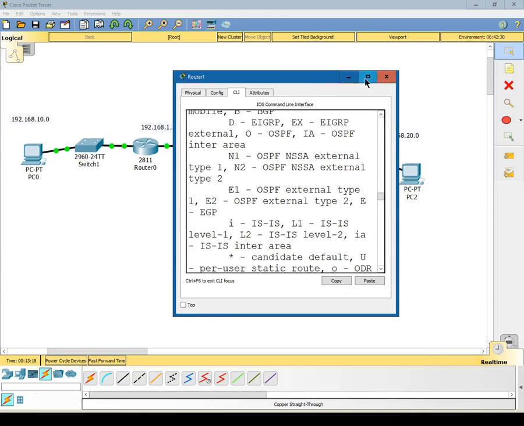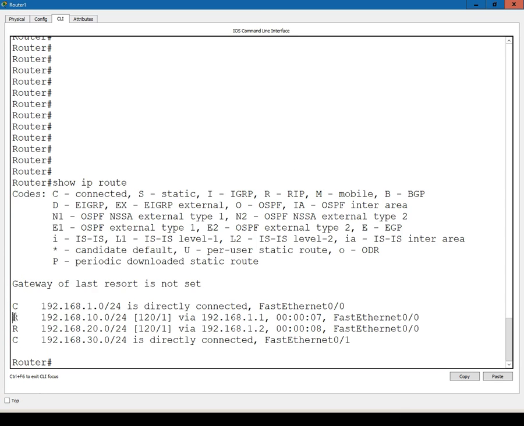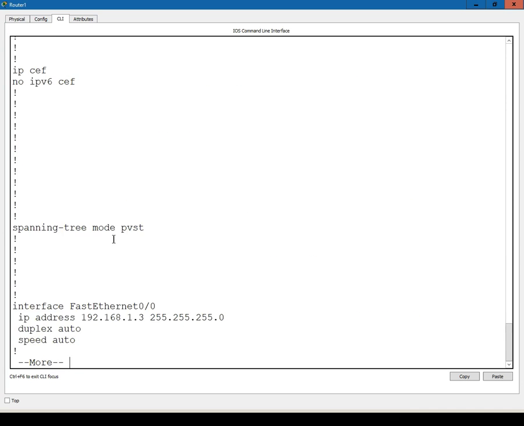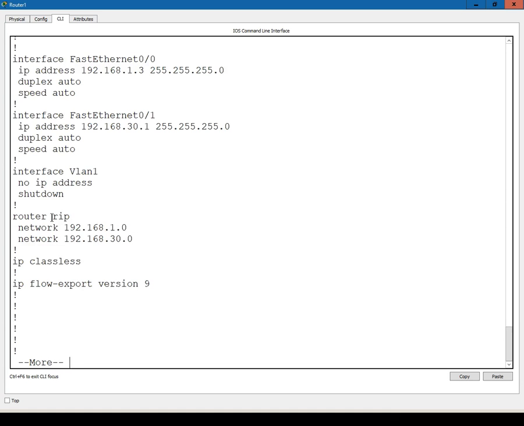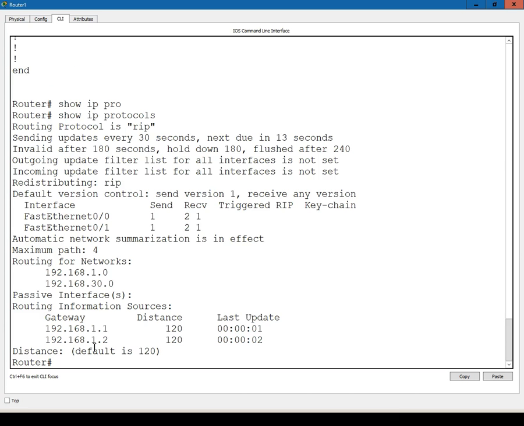So if we go to the only RIP one here, and I go into it and show IP route, then it has RIP routes going to the 10 and the 20, and then the 30 network is directly connected to it. And if we do a show run, that is the way to get some of the commands in to look at too. Show run, router RIP is the only protocol, and if I show IP protocols, then it tells me sending updates.